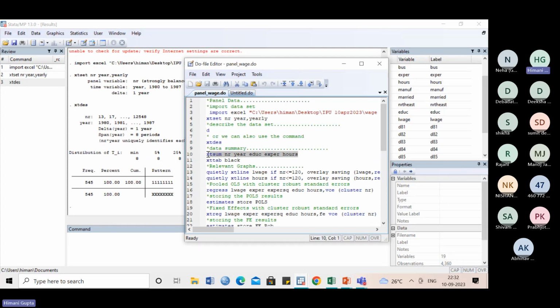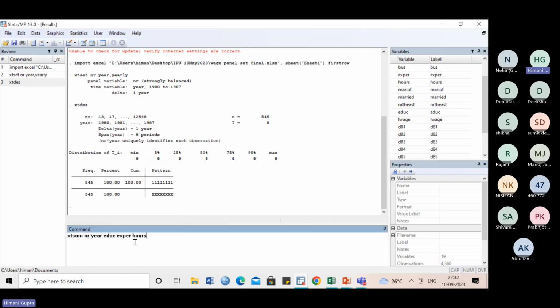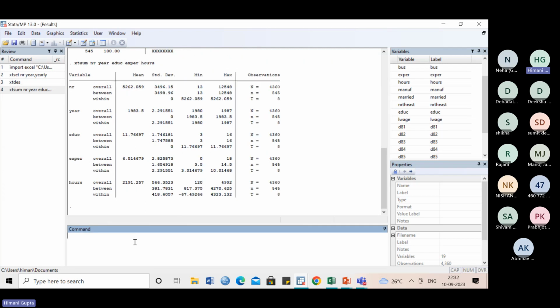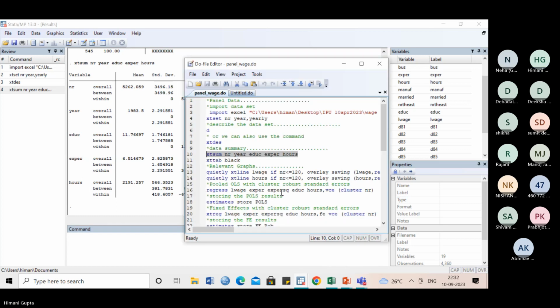Okay, if you get xtsum, again the summary for year, education and so on, you will see the complete summary. This is the overall, between, within, and you will find the standard deviation for all the things. Okay, xtsum black means if I have to take only one variable. Black means I have just done a survey of the wages of black people and white people. This is related to different countries. All those people who are black, we name it as 0, and all those who are white, we name it as 1. This is a dummy variable.